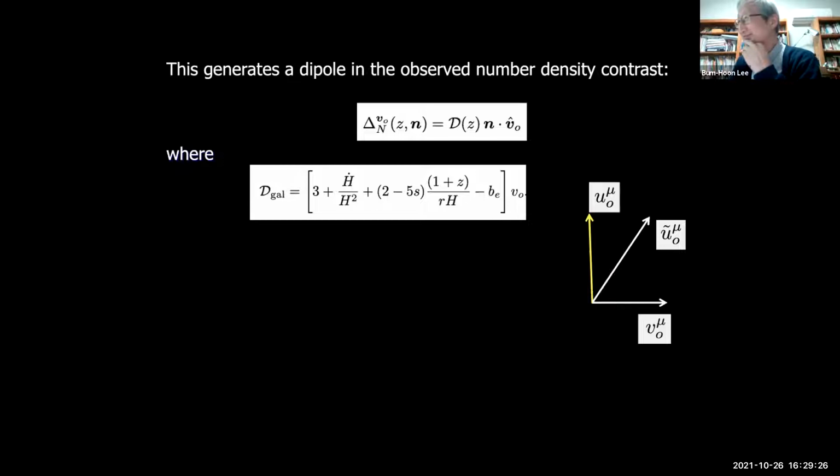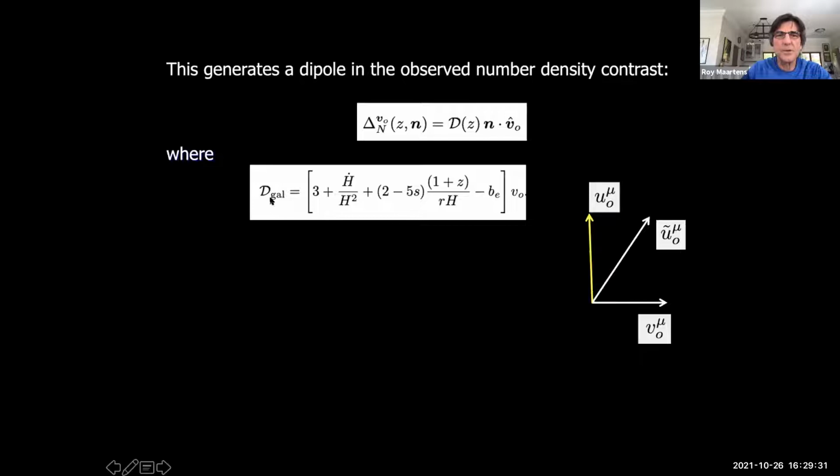Yes, I can, certainly. So one can use the previous slide to show that this dipole factor here, the redshift dependent factor, is three, that three that you saw on the previous slide, then modified by a cosmological expansion factor, a magnification bias term, an evolution bias term.